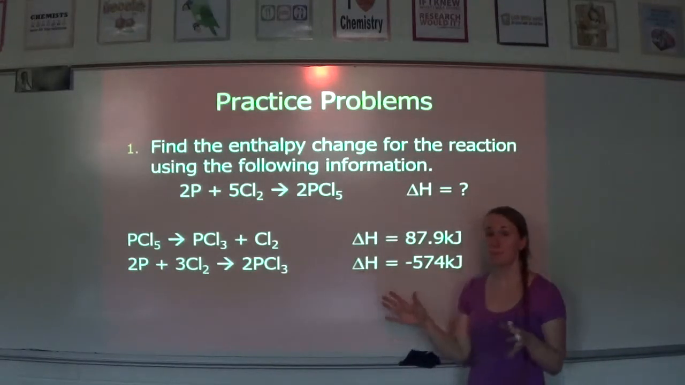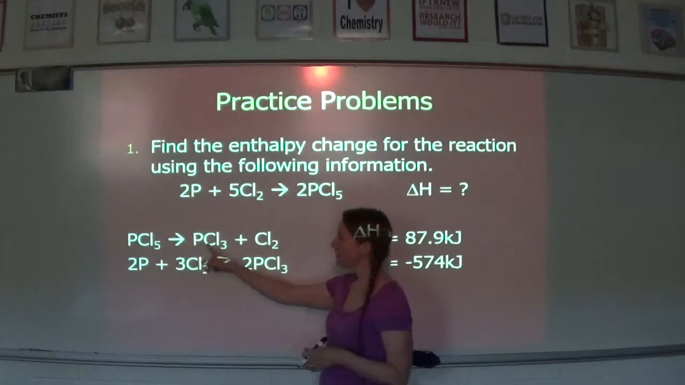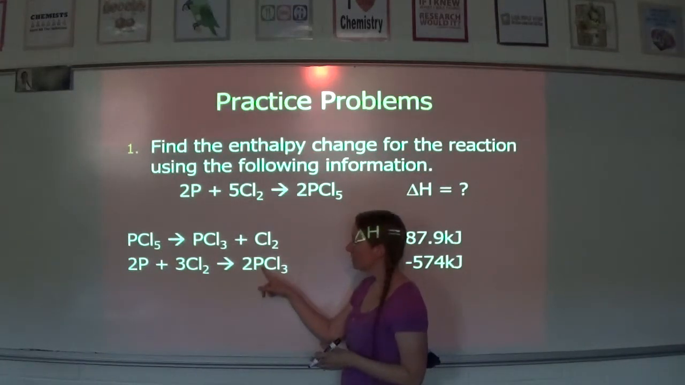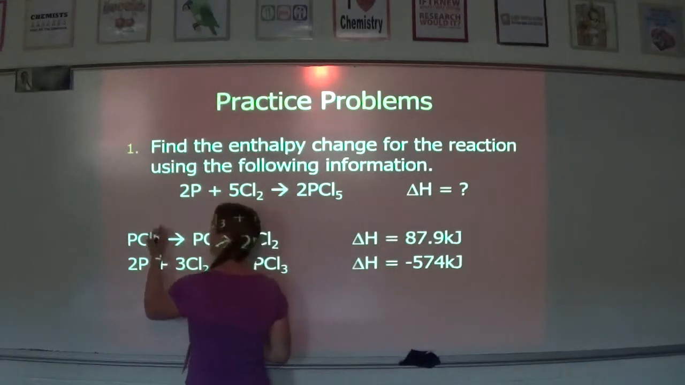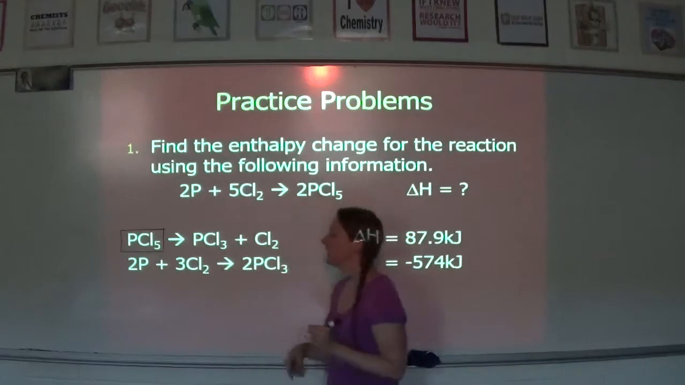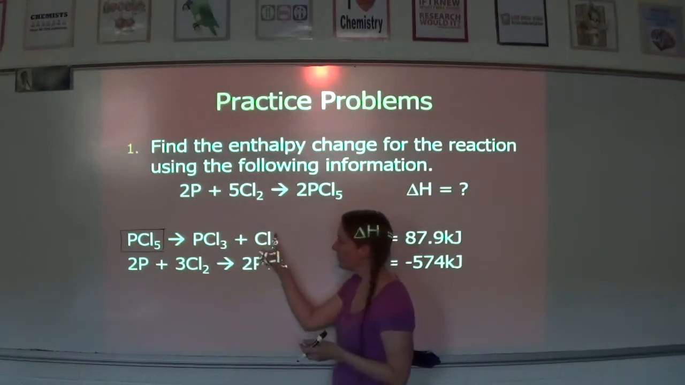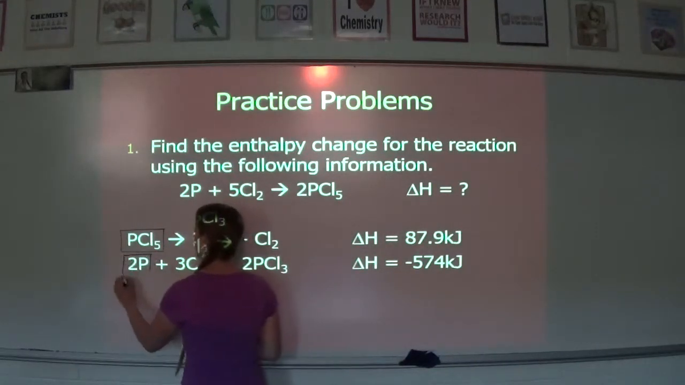All right, so first let's pick what is unique about each reaction. If you look, we have a PCl5, a PCl3, and a Cl2. Well, both of the reactions have PCl3, both of the reactions have Cl2. So that means in my first reaction, I'm going to look at PCl5. And then in my second reaction, I have a P, a Cl2, and a PCl3. So again, they both have PCl3, they both have Cl2. So I'm going to look at the 2P.